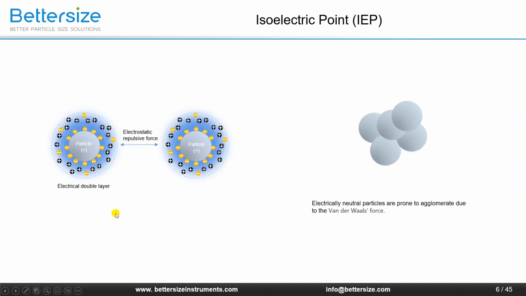The zeta potentials of homogeneous particles generally have the same sign. Thus, it shows the electrostatic repulsive force between each other. So, the IEP indicates the weakest electrostatic repulsive forces between particles. At IEP, particles are prone to agglomerate, and the stability of the system is the worst.